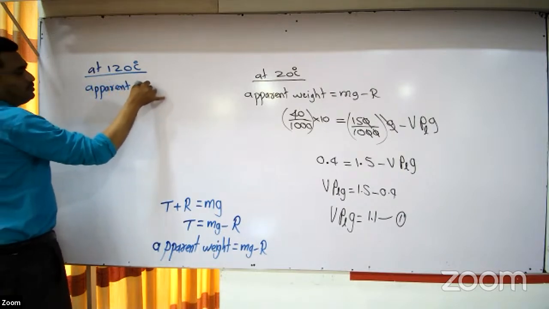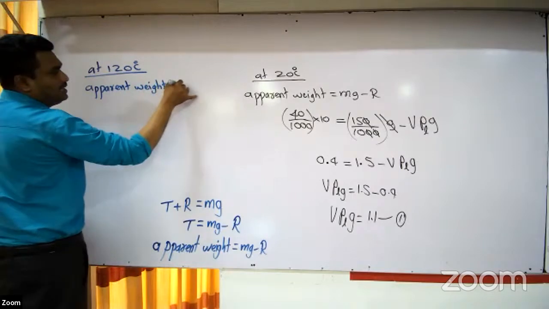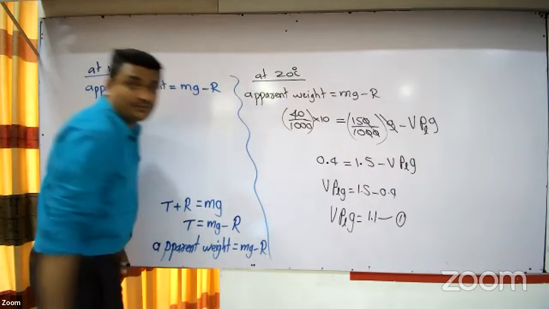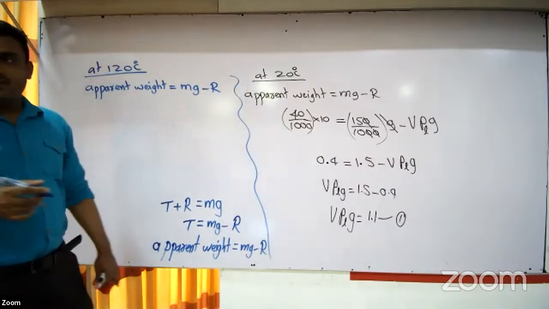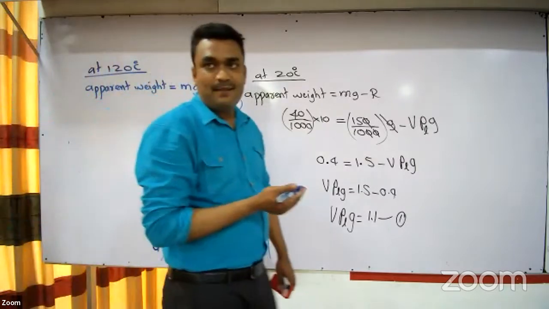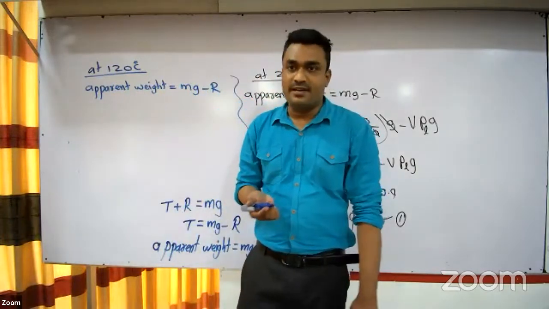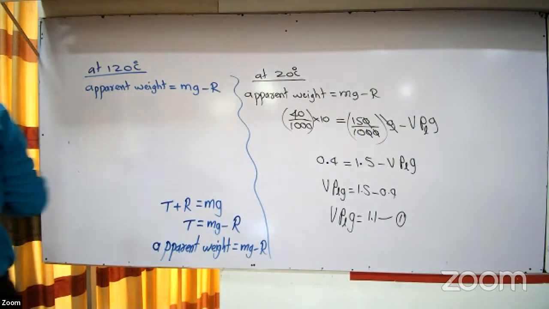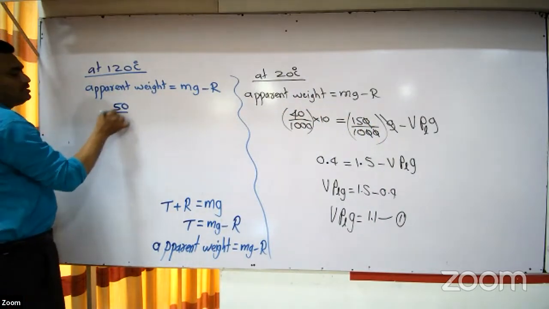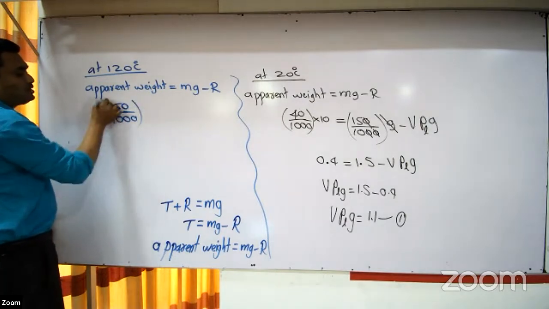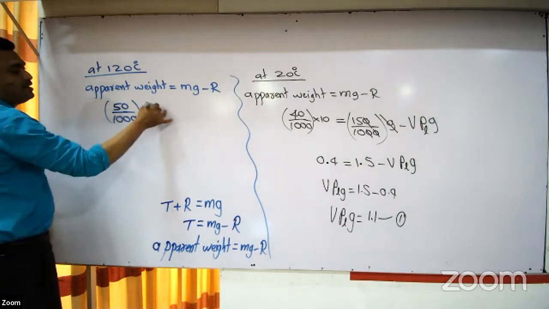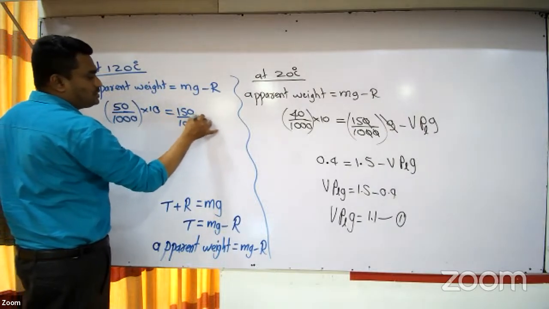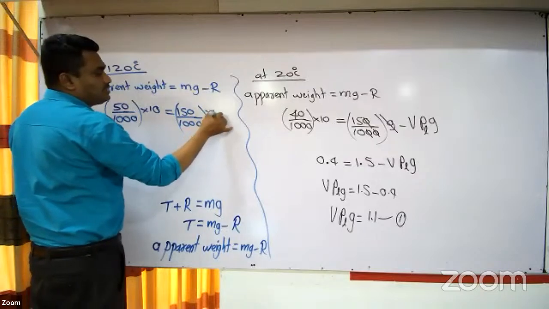Apparent weight is again mg minus R, right? Apparent weight is said to be the weight created by a 50 grams of mass. Am I right? Yeah. So it is 50 gram to kilogram divided by 1000. G is 10. Mg is the real weight, the real mass is 150 grams. So divide by 1000 and G is 10.